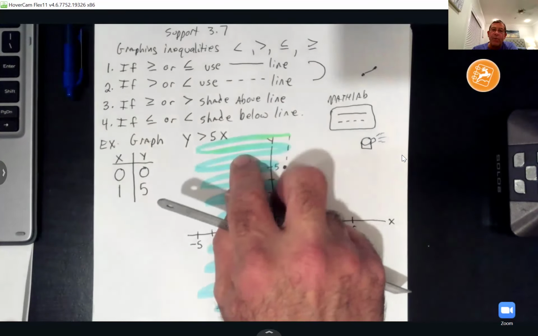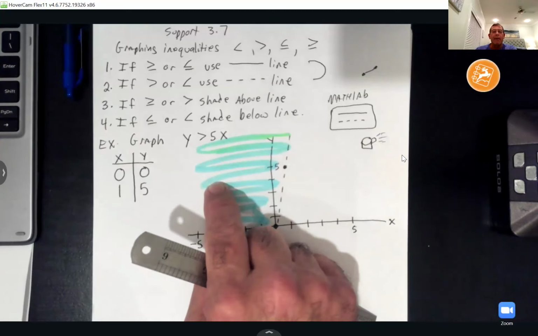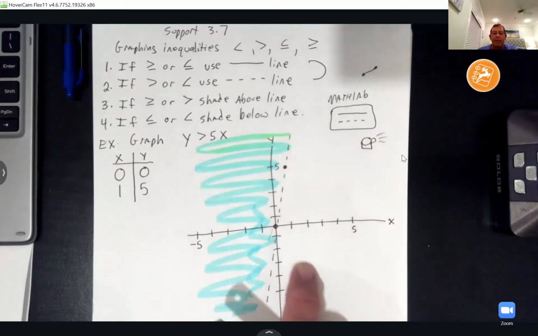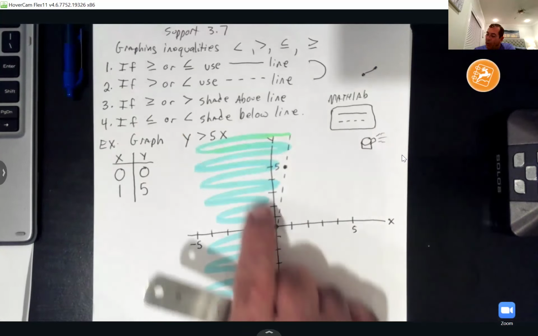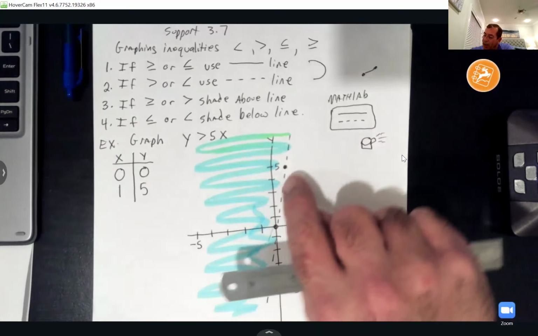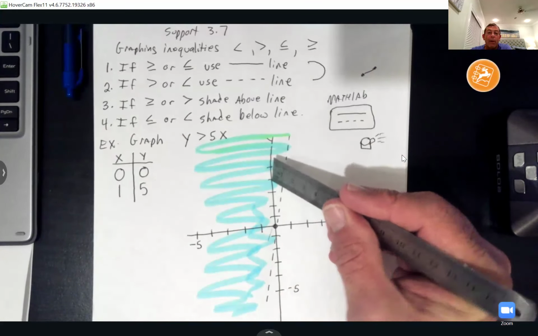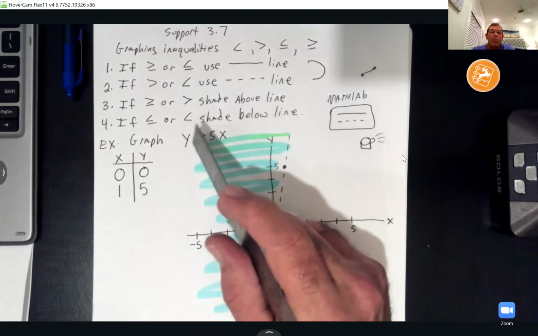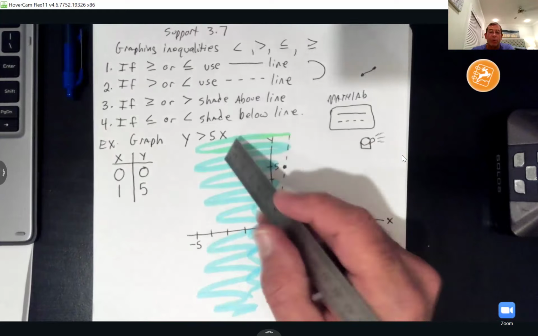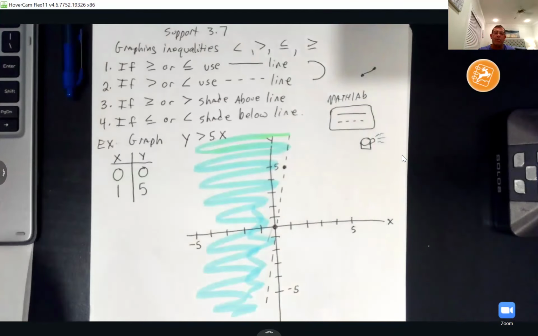Anything we shaded, if you plug them into this equation, it's a true statement. Over here, anything that's not shaded would make that false if you plugged them in. Okay. So yeah, you can pick any points over here. This is shaded at 4. So 0, 4. X is 0. 4 would be greater than 0, makes that true. So all the shaded stuff is true. The unshaded stuff is false.